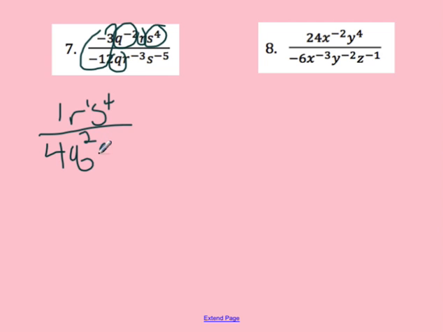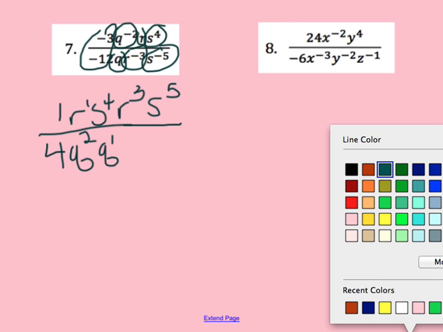Q, positive on the bottom, so q to the first is going to stay in the bottom. R to the negative 3 is negative on the bottom, so I'm going to flip it to the top, and it's going to become positive. S to the negative 5 is negative on the bottom, so I'm going to flip it up to the top, and it's going to become positive. So now I want to simplify my letters.